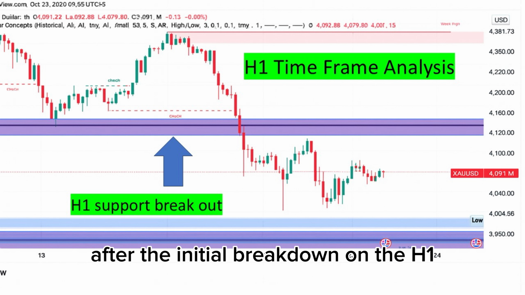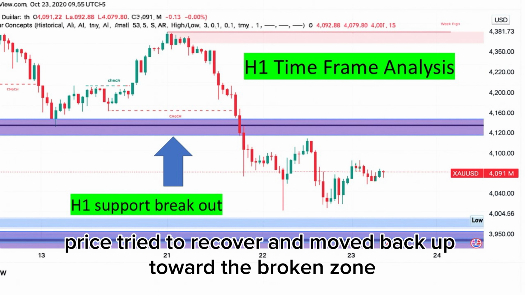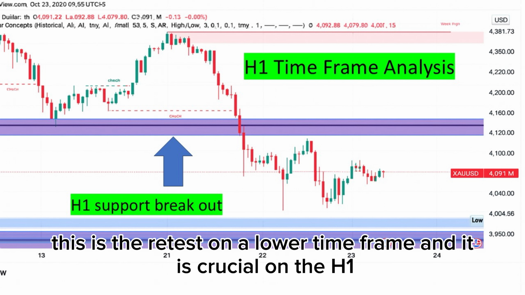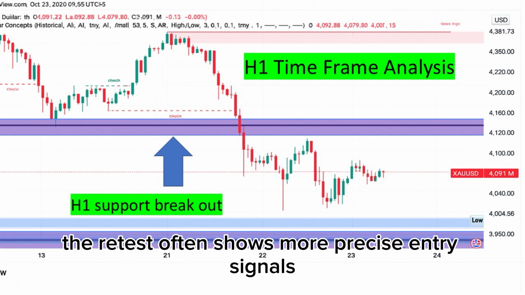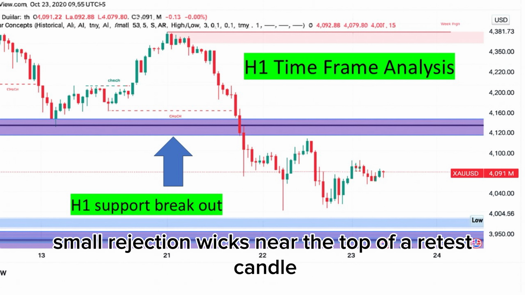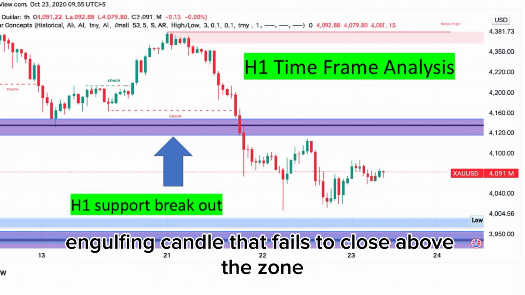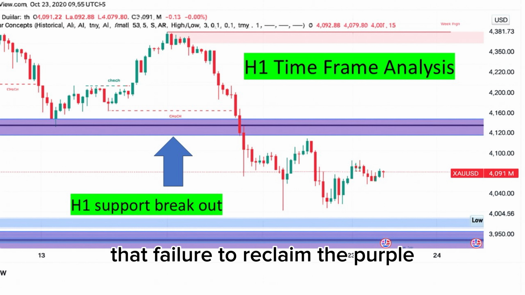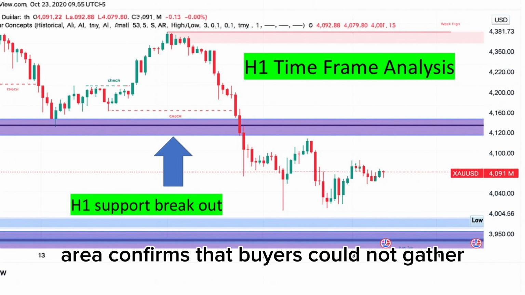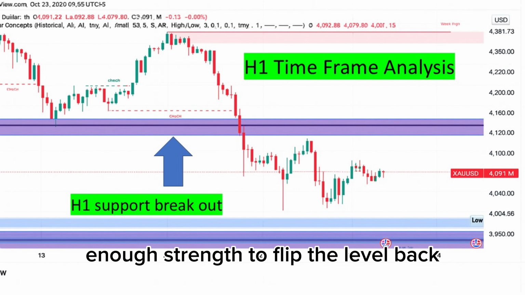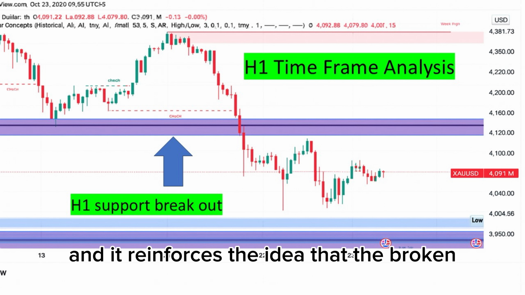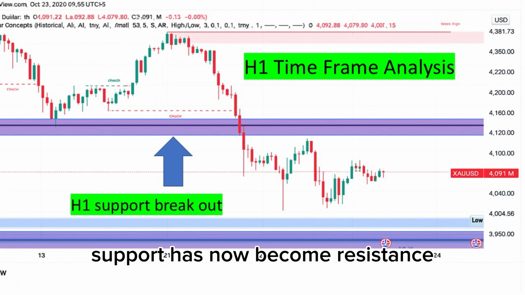After the initial breakdown on the H1, price tried to recover and moved back up toward the broken zone. This is the retest on a lower time frame, and it is crucial. On the H1, the retest often shows more precise entry signals: small rejection wicks near the top of a retest candle, or a small bearish engulfing candle that fails to close above the zone. That failure to reclaim the purple area confirms that buyers could not gather enough strength to flip the level back, and it reinforces the idea that the broken support has now become resistance.